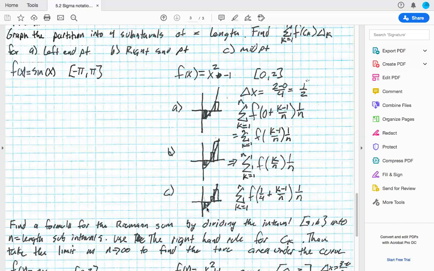Then if you think about this, if we're going to the next midpoint, it's still going to be a delta x away from our first midpoint. So the widths of those partitions and the widths of the midpoints are going to be the same regardless. So that's what's going on there.